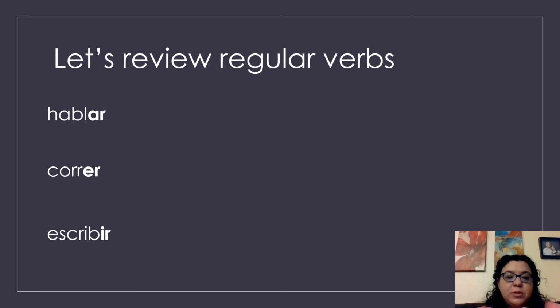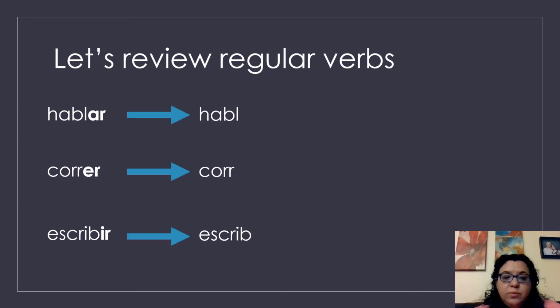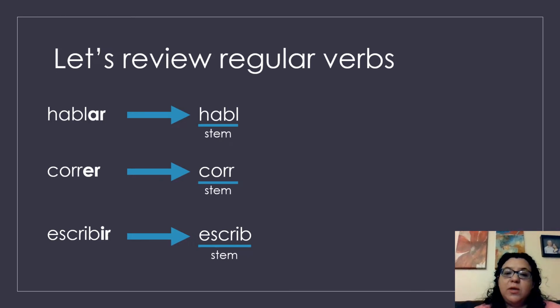Now here's very important to know. When we conjugate regular verbs, the first thing we're going to do is drop that ending, right? So we're left with this part when we drop those AR, ER, or IR endings. We're left with what we call the stem. Now here's very important. When we conjugate regular verbs, we do not change that stem.